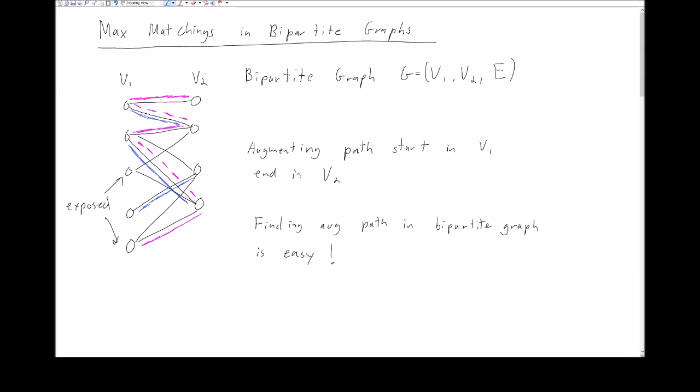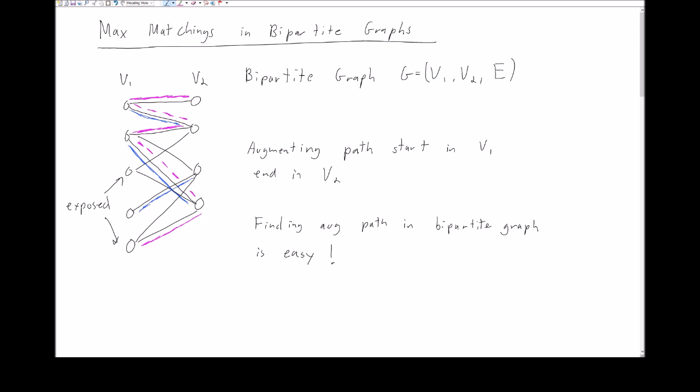In the previous lecture, we saw the power of augmenting paths. If we have a matching and an augmenting path with respect to that matching, then we can improve the matching. Also, we saw that if we have a matching and we can't find an augmenting path, then we know that we have an optimal matching, a maximum cardinality matching.